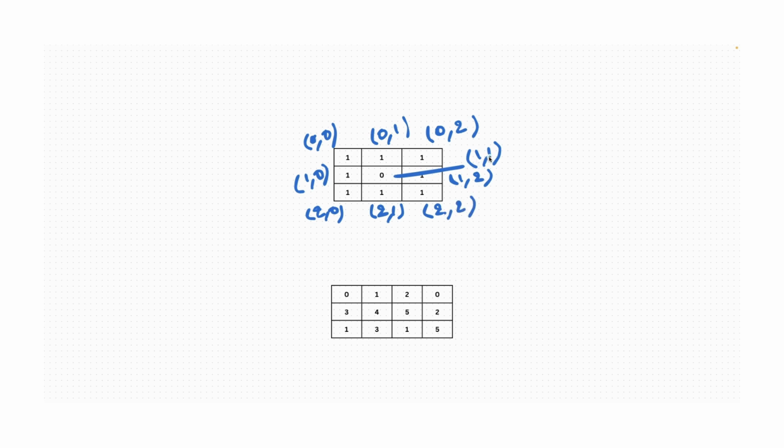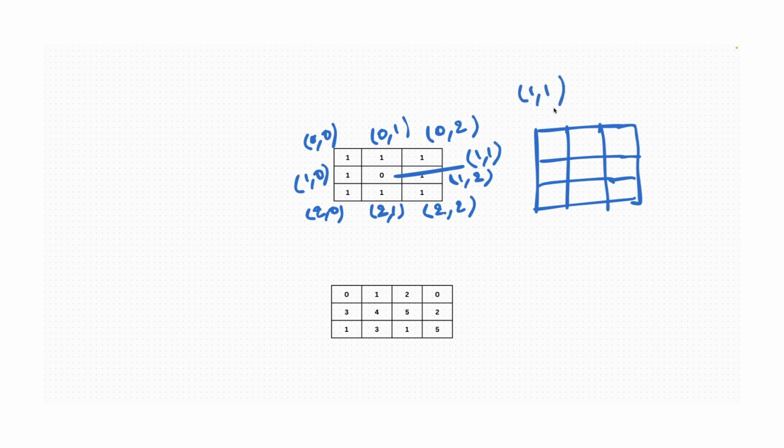Now we got 0 at the 1, 1 index. We got the 0th element at 1, 1 indices. For that one, we need to set the first row as 0 and the first column as 0, and the remaining elements are as they are.